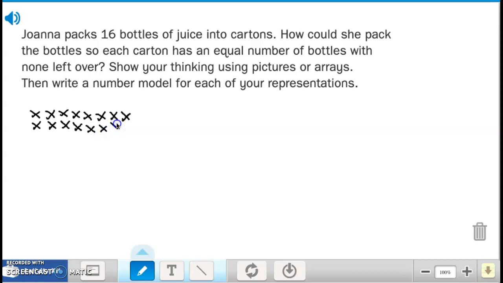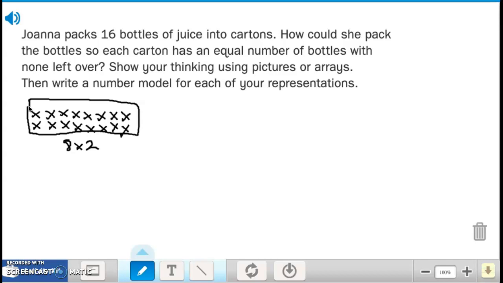I'm drawing 8 rows. So 1, 2, 3, 4, 5, 6, 7, 8. 8 times 2 is 16. So I could pack those bottles. Here's my box. Let's pretend I put them in a box. Here's my box, and I've packed an equal amount, and they equal 16.